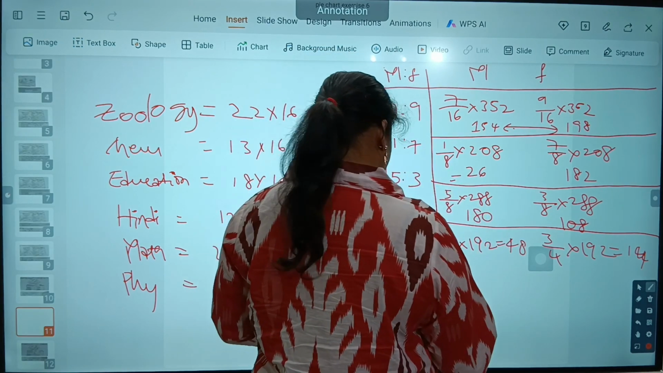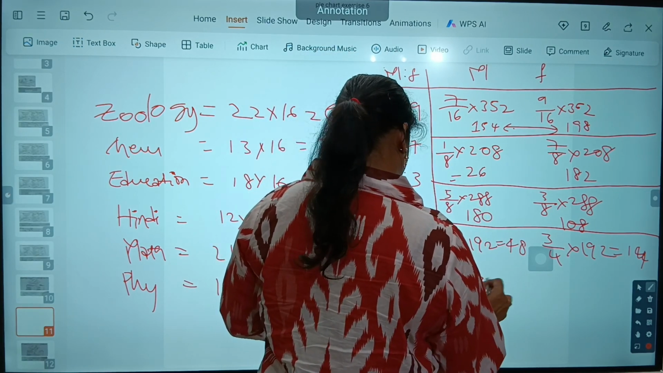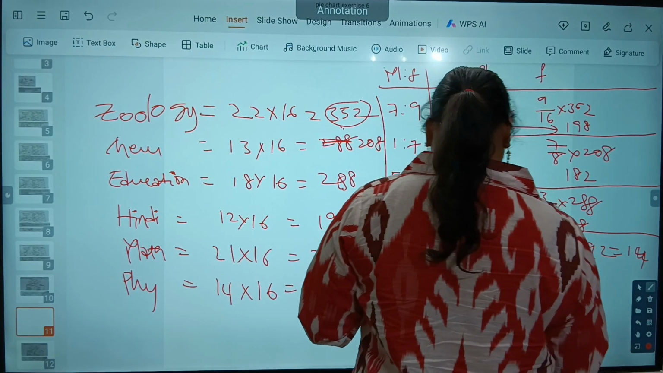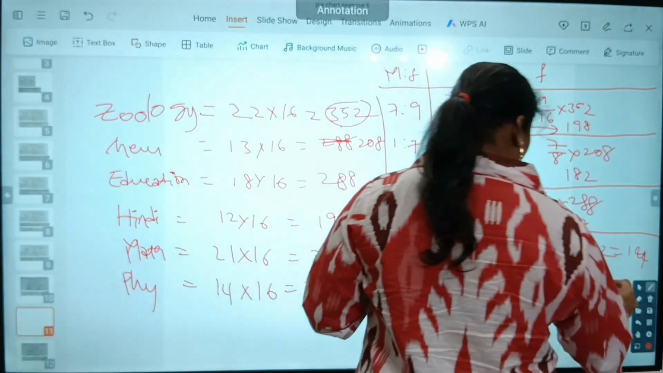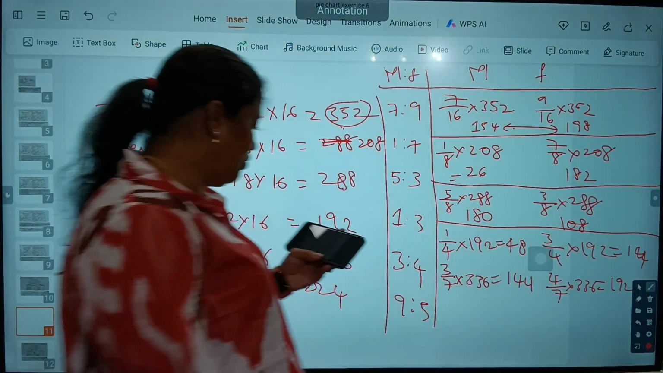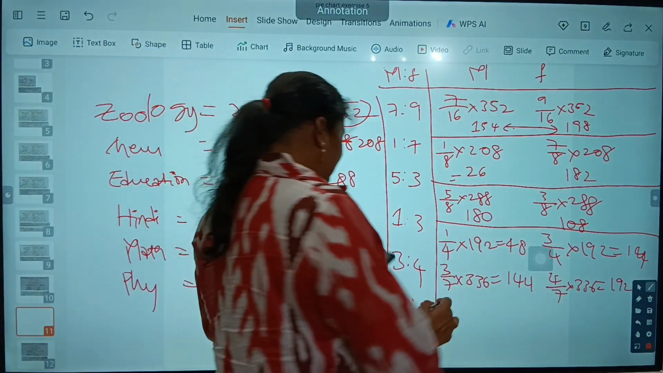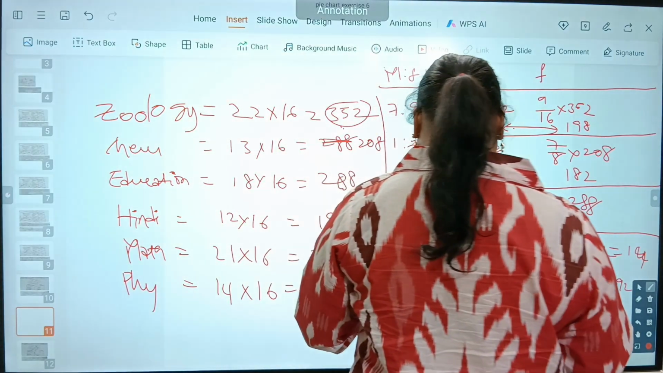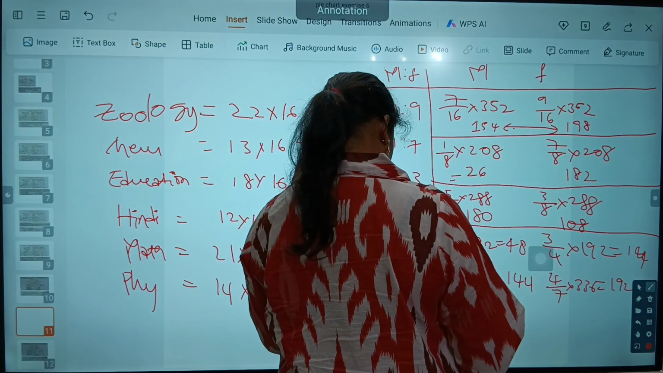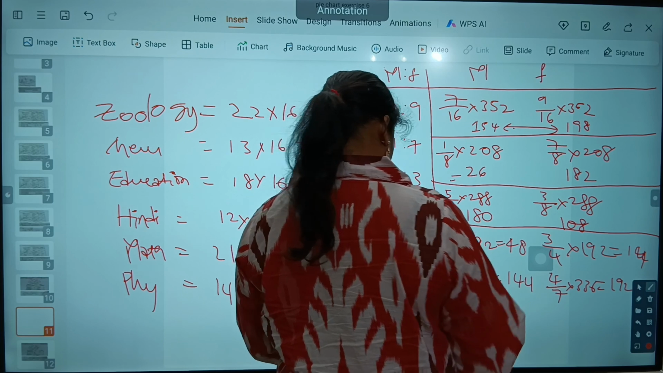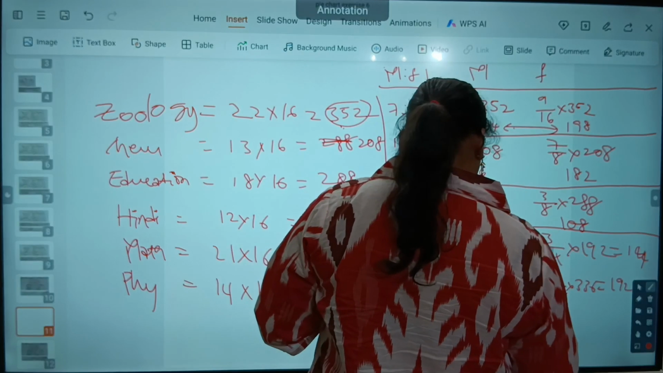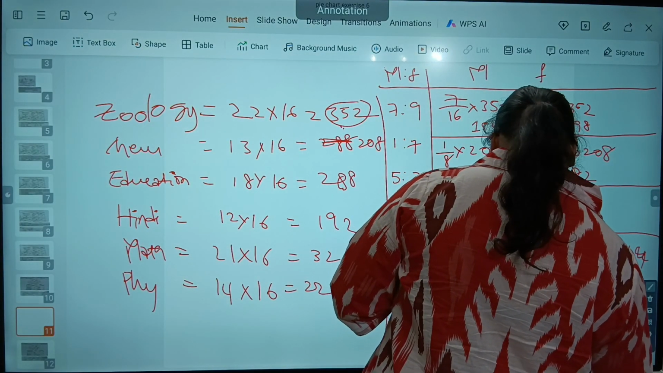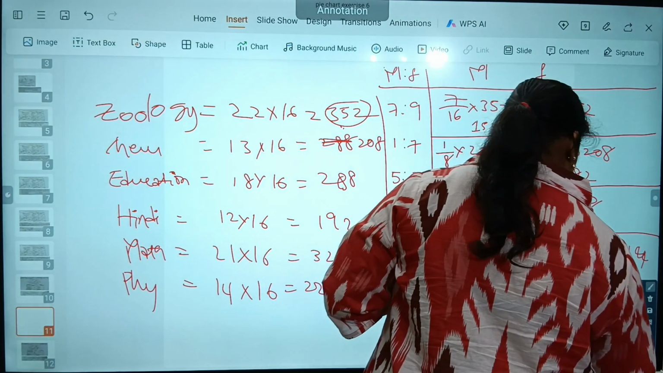And in maths, it is 3 by 7 into 336 and 4 by 7 into 336, which equals 144 and 192. And finally in physics, it is 9 by 14 into 224, which equals 144 again, and 5 by 14 into 224, that equals 80.